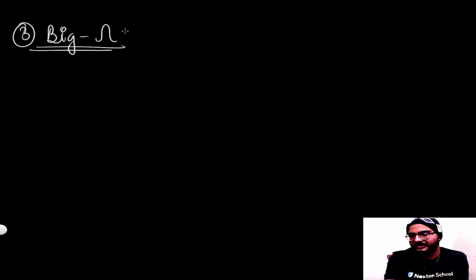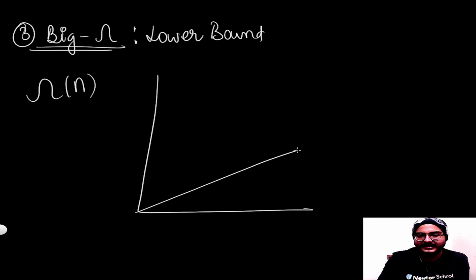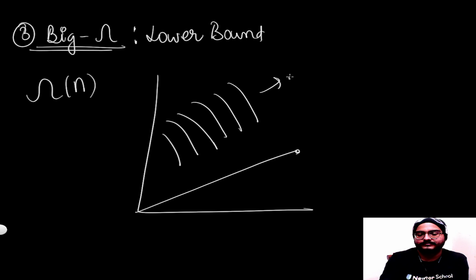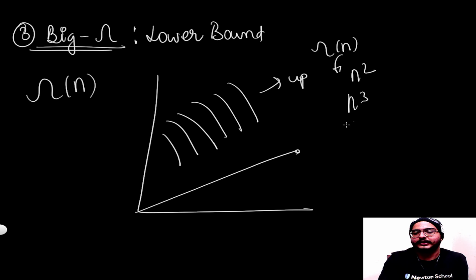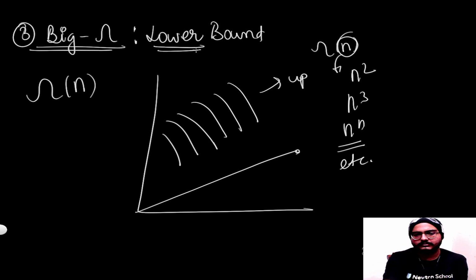The third one is big omega. We basically do not use this one. It means lower bound. What does a lower bound mean? If I write big omega of n, it means that either my time complexity can be this, or it can be in the upper region of the graph. If I write big omega of n, my time complexity can be n square, n cube, n power n, etc. But it would never be less than this. So this kind of function is the least used.